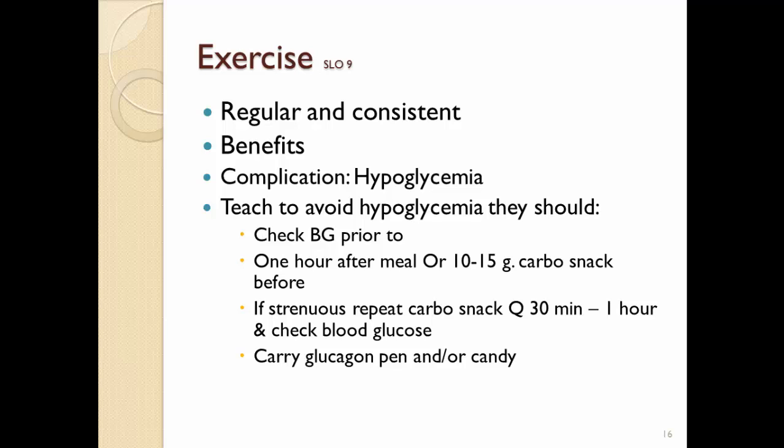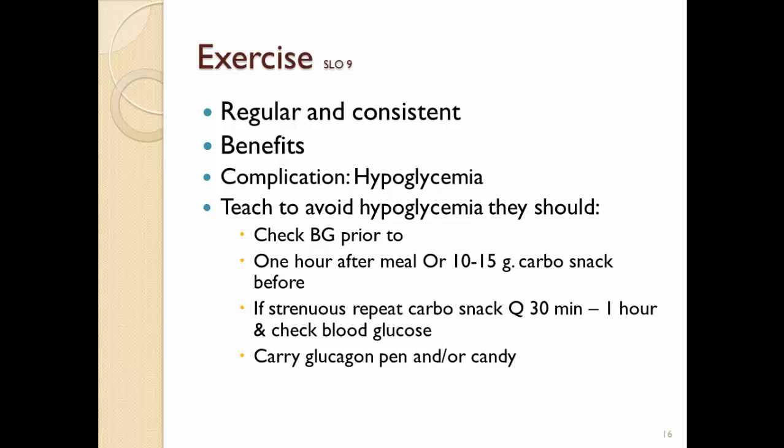The biggest thing about exercise is that if there's a mismatch between insulin and glucose that is available while I'm exercising, they have a risk of having hypoglycemia, meaning that I have a low blood sugar, less than 70 at some point in time. So there are things that we're going to teach them. We're going to teach them to avoid hypoglycemia while they exercise. So always check their blood sugar prior to exercise. We want it to be as close to normal as possible.